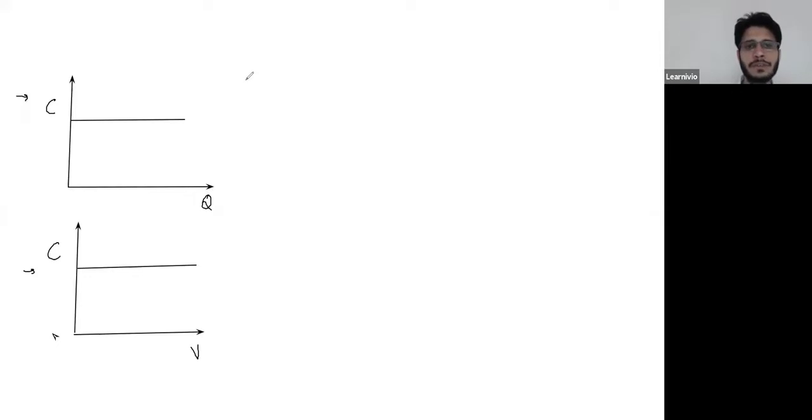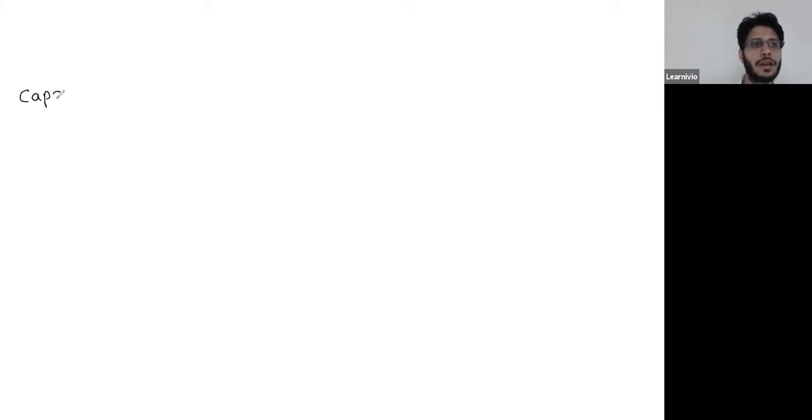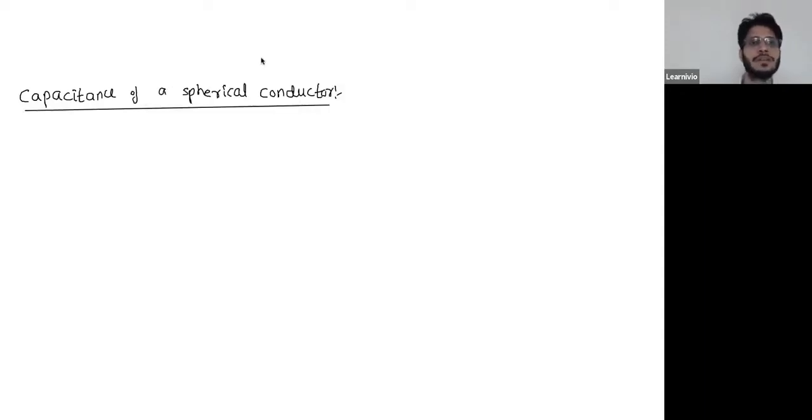Okay, after these graphs, the next is capacitance of a spherical conductor. Do one thing, just note these two graphs. I need more space. Capacitance of a spherical conductor. So you have a sphere, a spherical conductor. It could be hollow or solid. Because if you have a conductor, then charge will reside only on the outer surface. Nothing else.